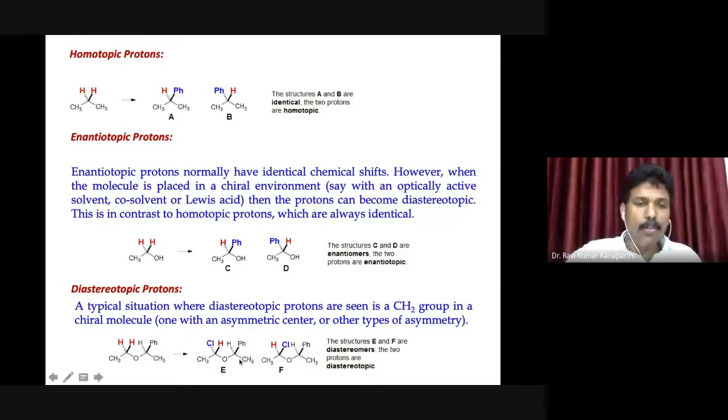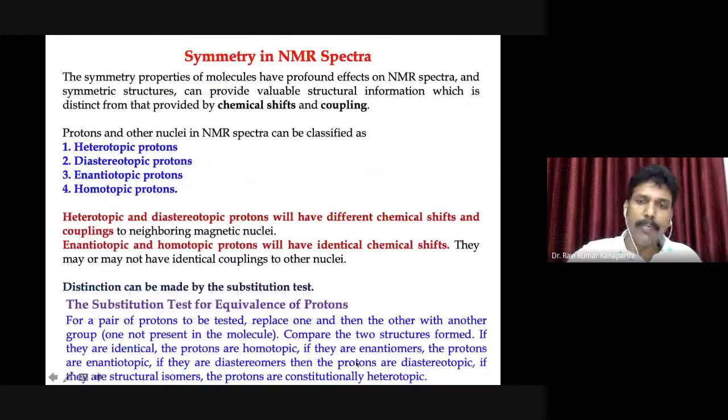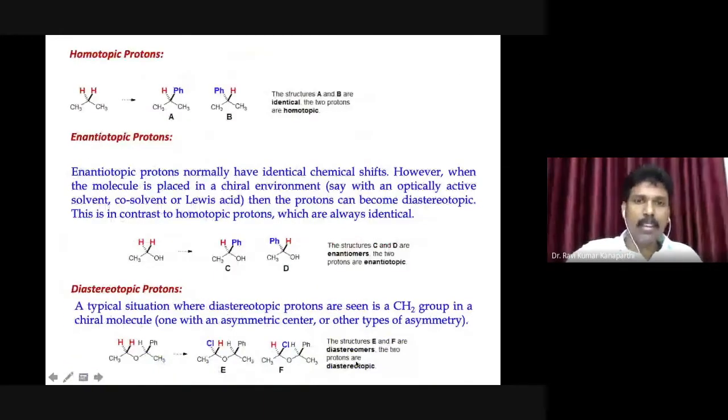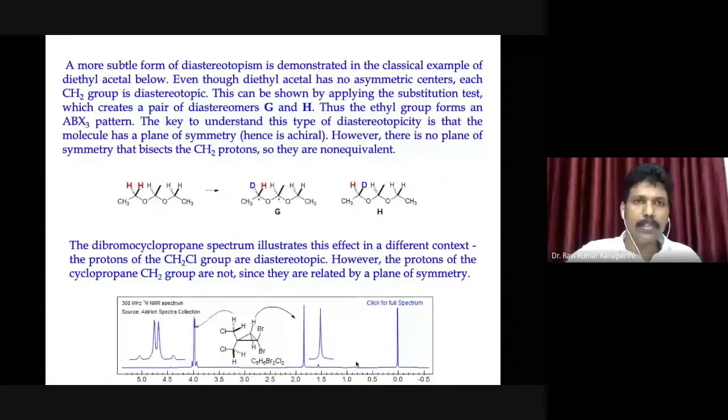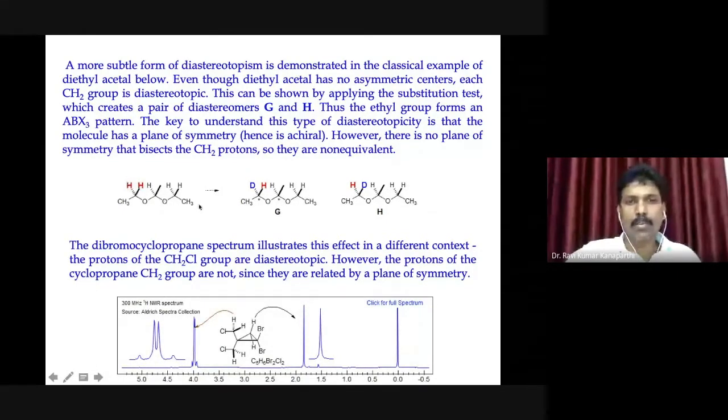Therefore, these two protons are said to be diastereotopic protons, because when we do the substitution test, we are going to get the diastereoisomers. Okay, and then there are several examples for a diastereomer. So this is a kind of diethyl acetal, and again the same thing we can encounter. We can replace the CH2 group with a deuterium substitution. What we get is G and H, both are different. Both are called diastereomers.